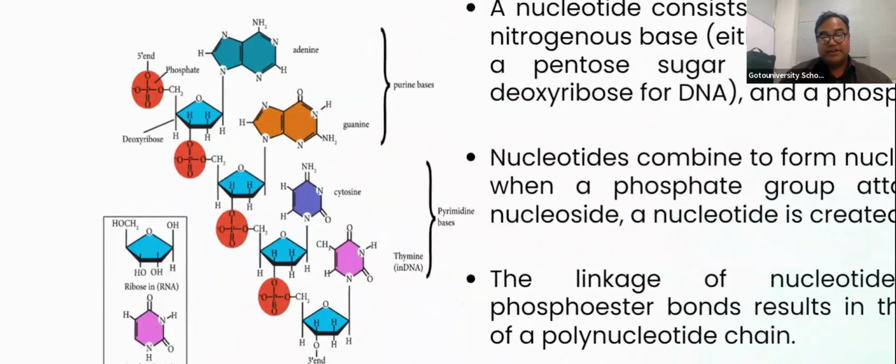So uracil and thymine are more or less similar. And the second thing is that uracil you can find only in the RNA, whereas thymine you can see only in the case of DNA. Again I am repeating, uracil we can see only in the case of RNA, and thymine we can see only in the case of DNA.